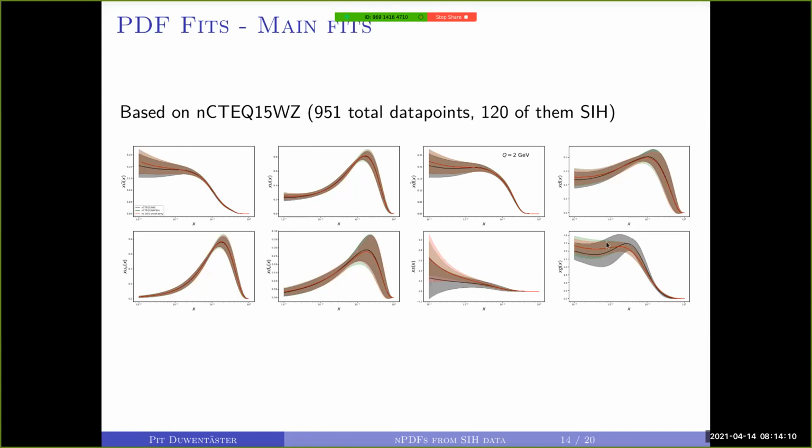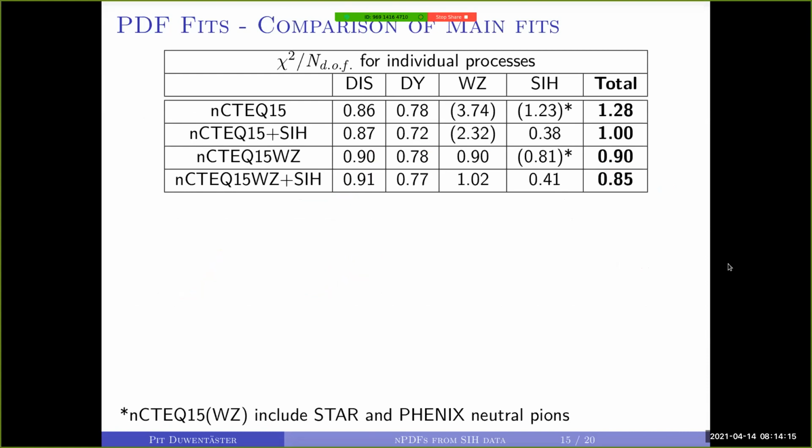data. And if we just look at the chi-square values, we see that NCTEC 15, this already looks reasonable at first, but if we look at how much better it can get, this no longer looks reasonable. So yeah, if we include the data, we can get very low chi-square, and including single inclusive hadrons improves WZ, and the reverse is also true. And including both gives us, of course, the best chi-square value, and it looks compatible with all the other data.